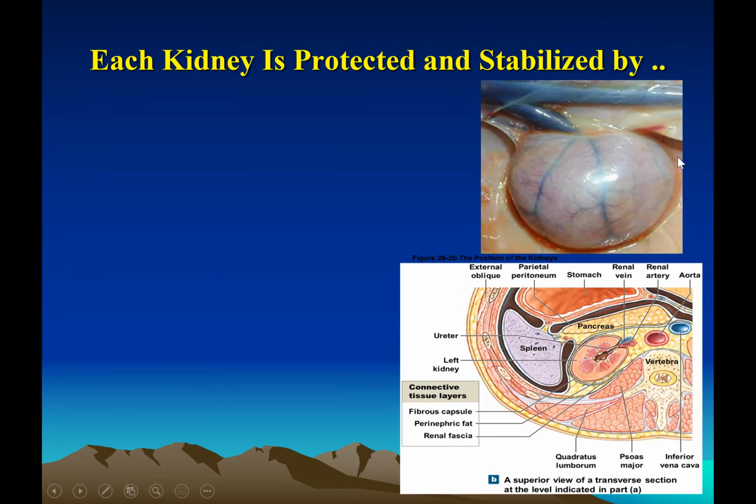So it is protected by a fibrous capsule. It is also protected by a nice thick layer of fat. You can see the adipose tissue that is insulating it and protecting it, because it's such a precious, delicate organ. You can also see fascia, a dense fibrous connective tissue that will anchor the kidney to the neighboring organs. So 3 things: the fibrous capsule, the fat, and the fascia are protecting the kidneys and keeping it in place. It's stabilized in place.